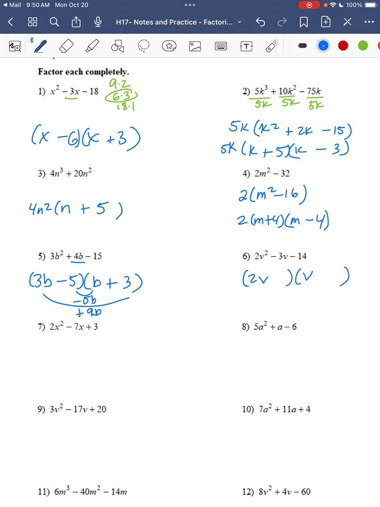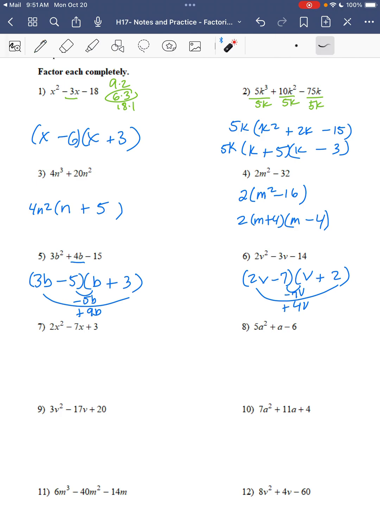Let's try 14 for 7 and 2. So again, I'm not going to put the 2 in the front parentheses because 2 goes into 2. So I'll try the 7 there and the 2 there. Then I'm going to say to myself 4v and 7v. Well, these can make -3 if I make a -7 and a +4. So negative and a plus.